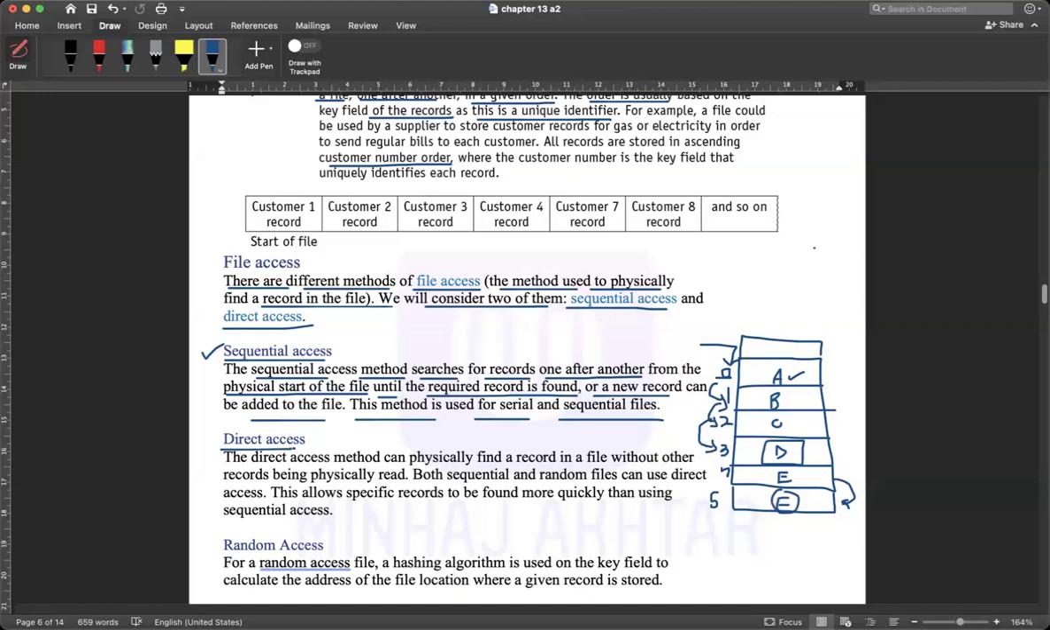Now we have another access called direct access. The direct access method can physically find a record in a file without other records being physically read. So in direct access, the strategy is very easy. If we are looking for D, the computer is going to pick file D directly on position number 3. Right? So it means direct access is a quicker method. It works quickly. It is not going to make you wait like sequential access, because in sequential access, we have to wait while the computer finds the specific record.